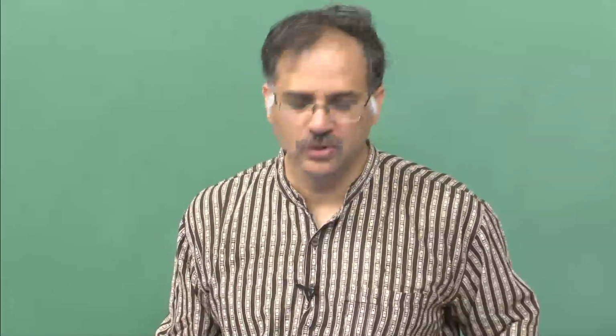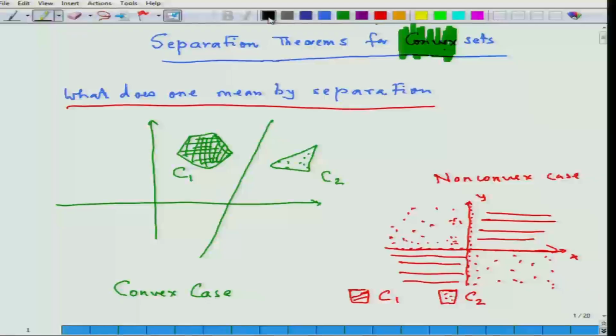Welcome again to the series of talks on convex optimization, and today we are going to start a very important topic called separation theorem for convex sets. As I had already told you, separation theorem for convex sets is important because optimality itself can be expressed through the separation of two disjoint convex sets.